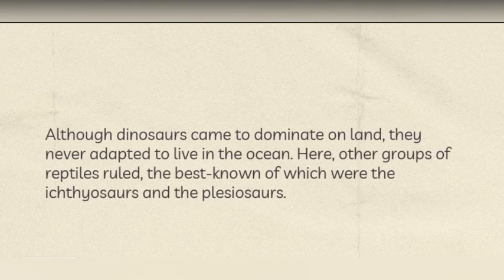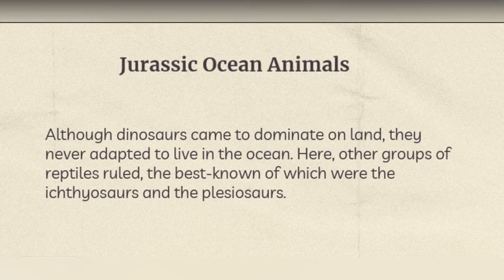Jurassic ocean animals. Although dinosaurs came to dominate on land, they never adapted to live in the ocean. Here, other groups of reptiles ruled, the best known of which were the ichthyosaurs and the plesiosaurs.